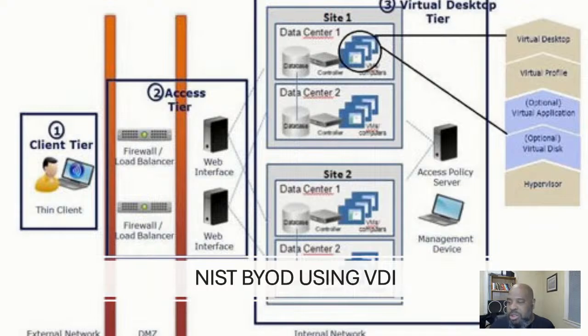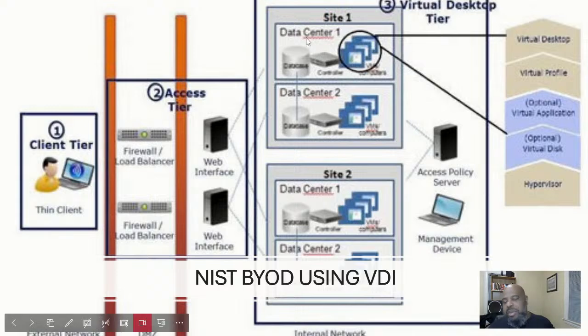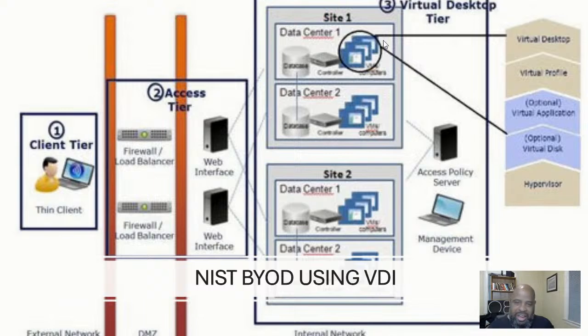Once again, we're going to drill down on the client piece, the access tier, virtual desktop, and internal network. Once again, that could be AWS or Azure. I would actually do it in the cloud. They handle a lot of that hardening, especially from a data center perspective. It's a shared responsibility, and AWS and Azure have that covered. We're going to dig into those requirements: virtual desktop, virtual profile, virtual application, virtual disk. And of course, we know the hypervisors. So once again, just keep throwing your questions in there.